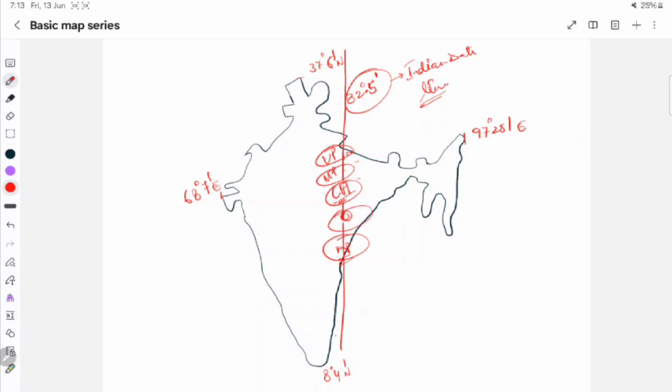Now we have some other information we have to be aware of: the states through which the Tropic of Cancer, which you have seen in the previous slides, that is 23.5 degree northern latitude, passes. It exactly passes from here. So we are going to see which states the Tropic of Cancer passes through.